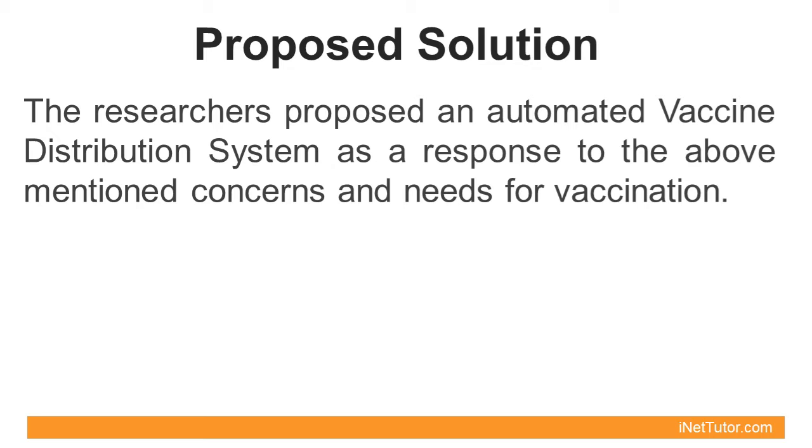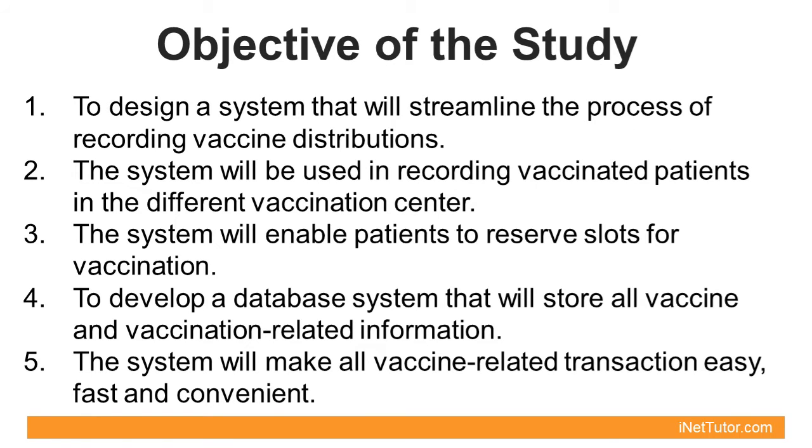The proposed system will assist the patients to register and reserve their slots for vaccination. The system will also electronically manage the information of the medical frontliners, patients, vaccination centers and the vaccines. The patients and medical frontliners can easily and conveniently access information they need for the completion of the vaccination process. The project's general objective is to design and develop a system that will electronically facilitate the process of recording vaccine distribution and vaccinated patients in the different vaccination centers.